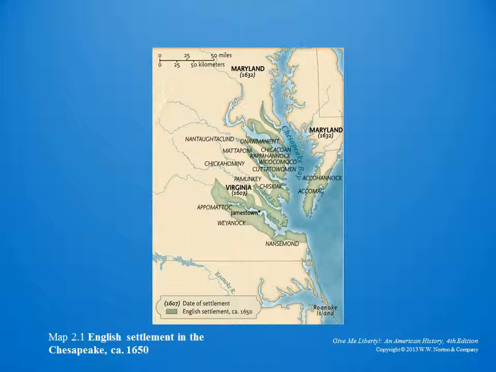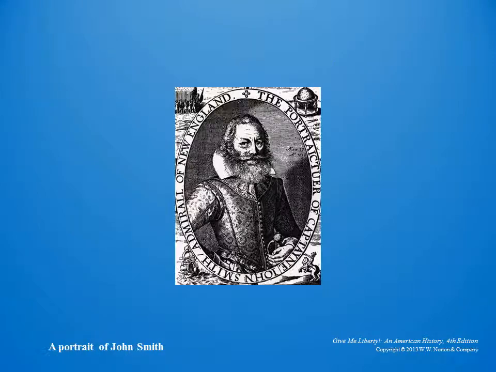This map right here is the English settlement of the Chesapeake. You can see that the settlement had spread well beyond the initial colony of Jamestown, and a lot of this was as tobacco planters were looking for more fertile land near the waterways that they could navigate. This is a picture of John Smith, the leader of the Virginia colony. This was engraved on a 1624 map of New England.